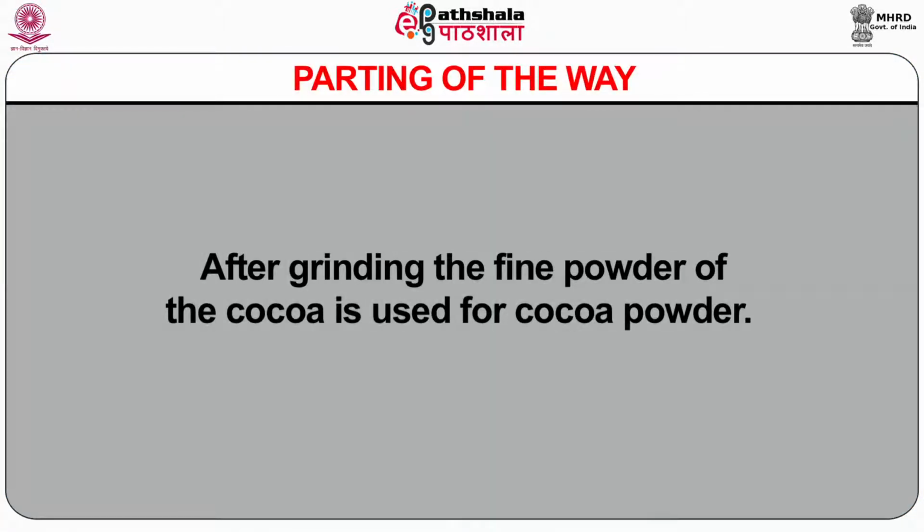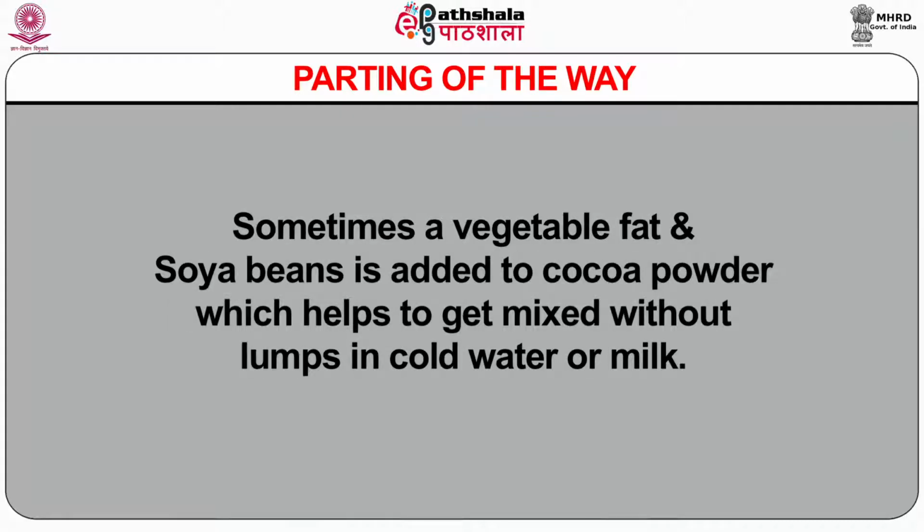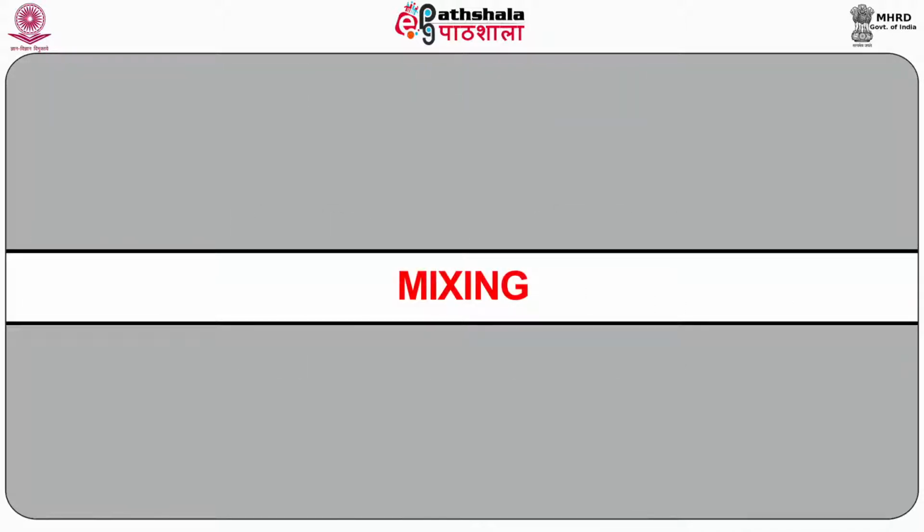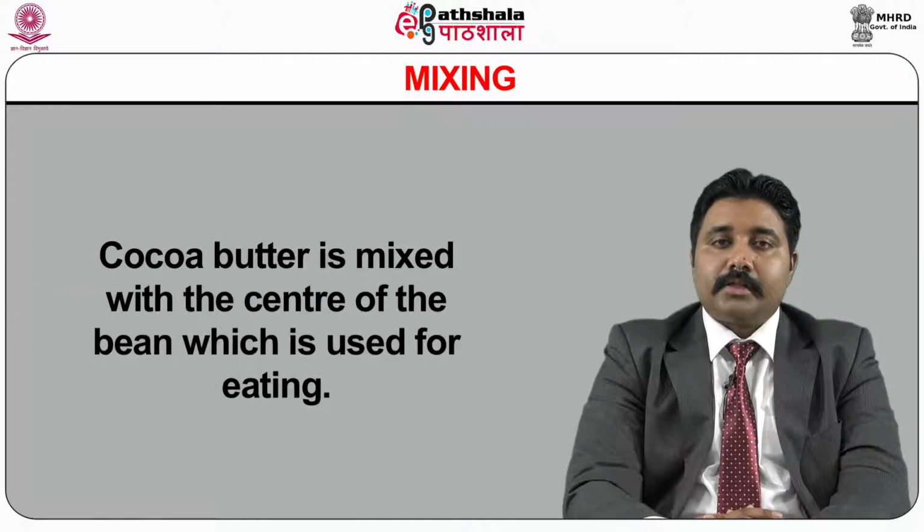After grinding, the fine powder of the cocoa is used for cocoa powder. Sometimes a vegetable fat and soya beans is added to the cocoa powder, which helps it mix without lumps in cold water or milk. Mixing: cocoa butter is mixed with the center of the bean, which is used for eating.